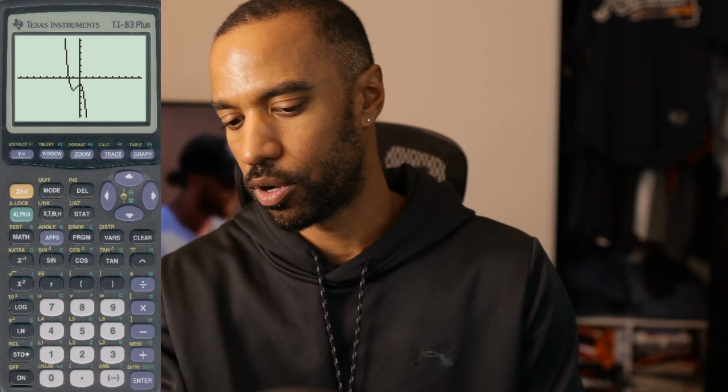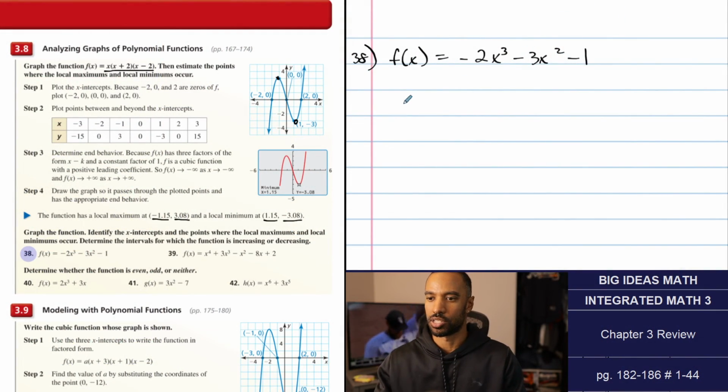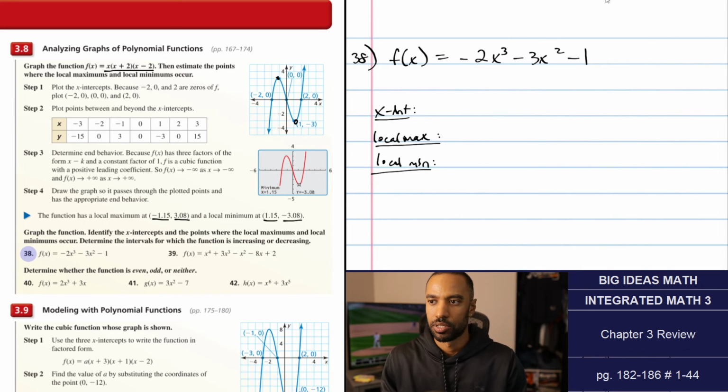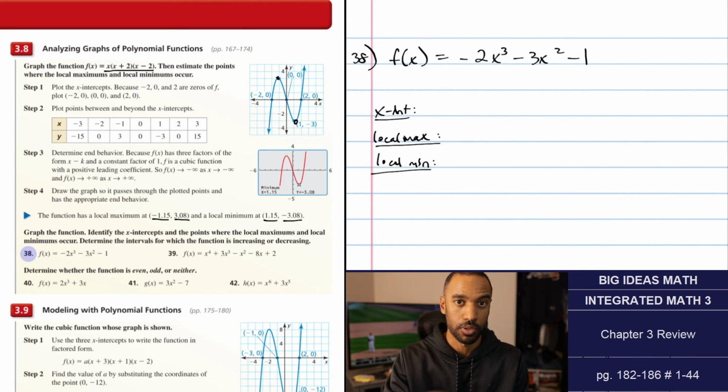Now, the first thing I'm going to do is list features such as x-intercepts. We'll talk about local max and local min points. So x-intercepts, should I say zeros? It doesn't matter which one. X-intercepts are zeros. Where do they cross the x-axis, right? So identify the x-intercepts and the points where local maxes and mins occur. We'll talk about increases and decreases after we do the graph itself.